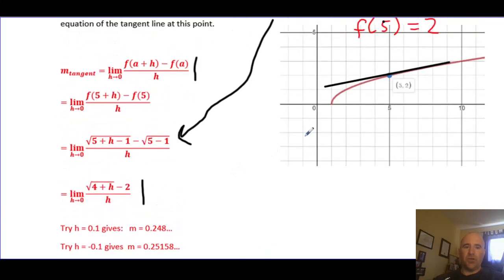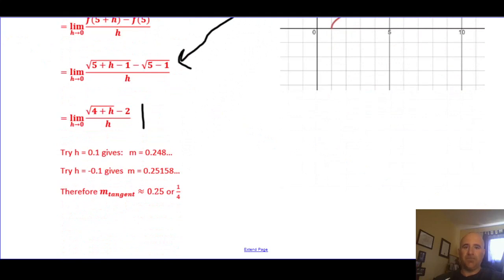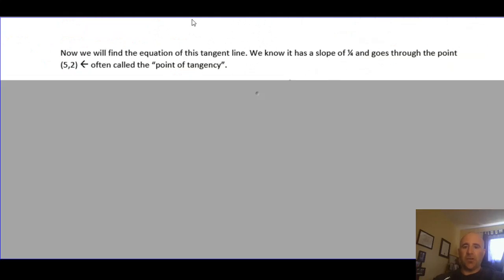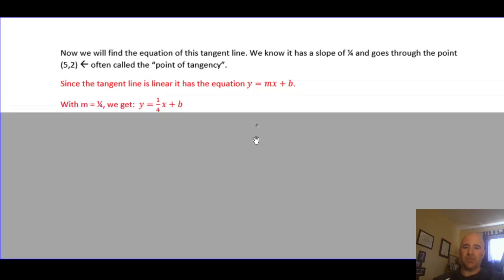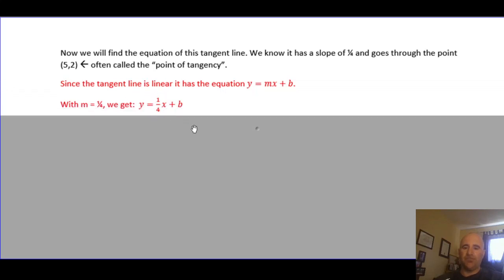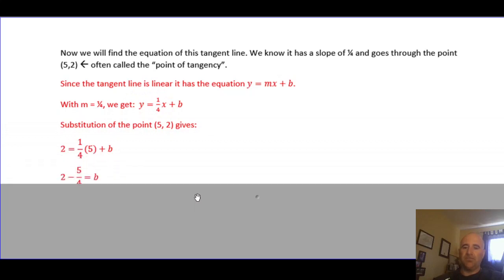Okay, so going from there, we've got the slope. We know the slope of this line is a quarter. The second part of this question said find the equation of the tangent. So we're going to do that next. To start with, we know that this is a line that has a slope of 1/4, and it goes through the point (5,2). So we have a slope and we have a point. Now (5,2) is often called the point of tangency on the curve. It's a point that the curve and the tangent line share. Since the tangent line is linear, it has the equation y equals mx plus b. Sub in m equals a quarter, and then sub in the point (5,2), and we're just going to solve for b.